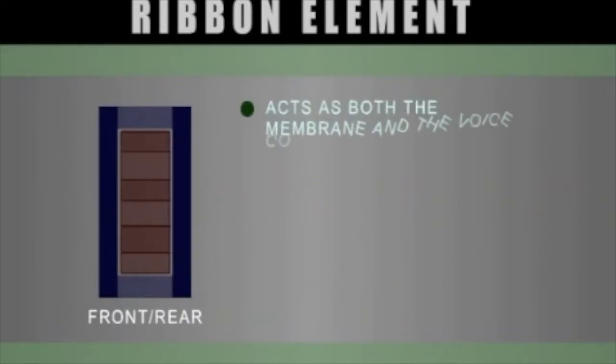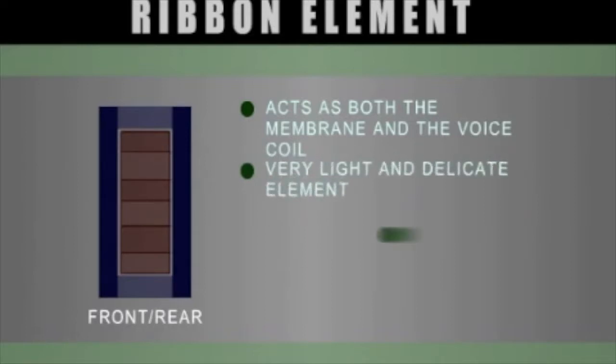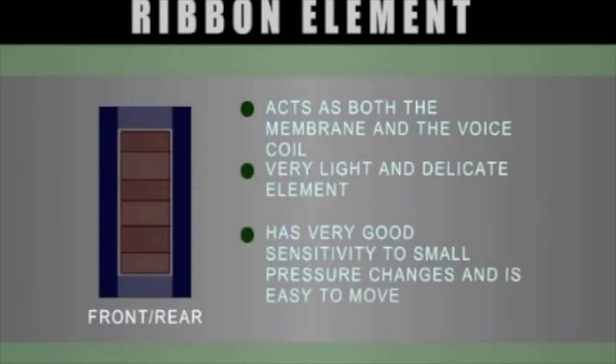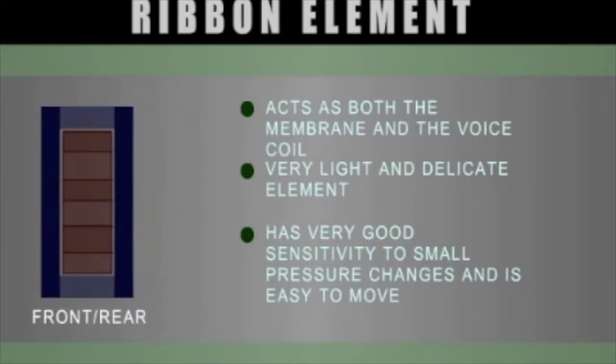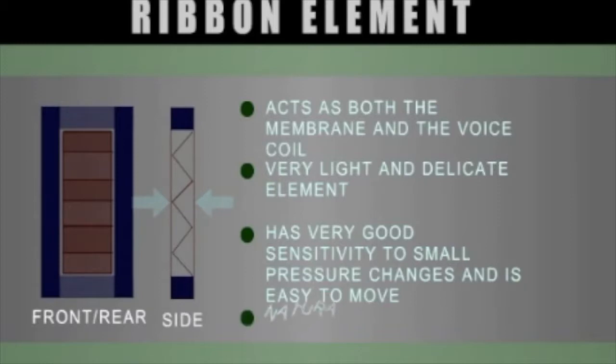The ribbon element is a thin corrugated piece of foil that is suspended between two magnets. When sound waves strike the ribbon, causing it to vibrate, a voltage is created in the same manner as with the dynamic microphone. In this way, the ribbon acts as both the membrane and the voice coil. It is a very light and delicate element, and as such it has very good sensitivity to small pressure changes and is easy to move. The ribbon element has a front and a rear, which makes it naturally bidirectional.